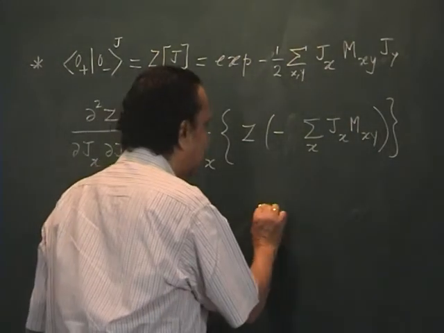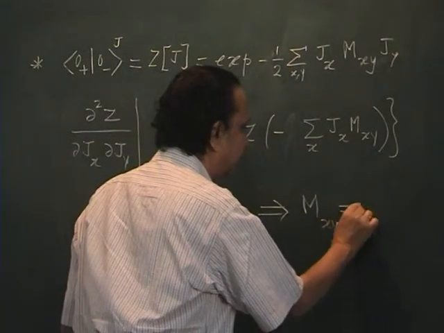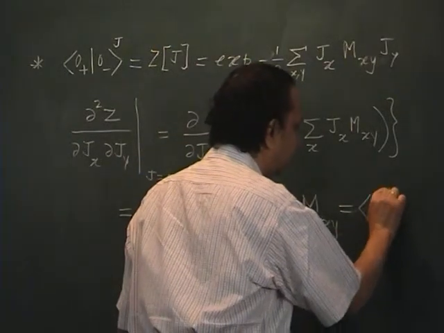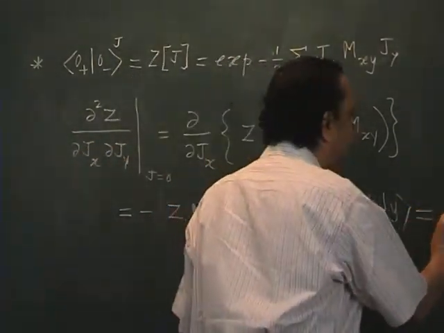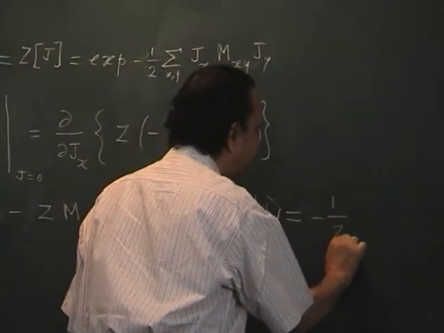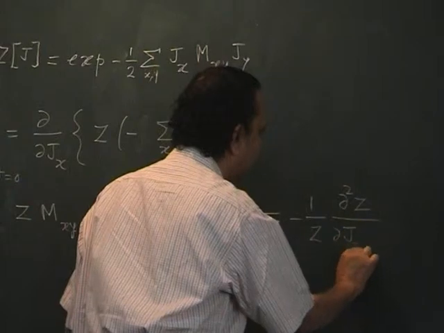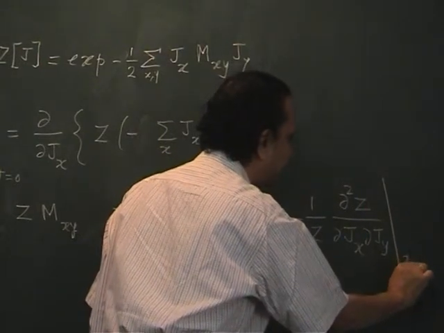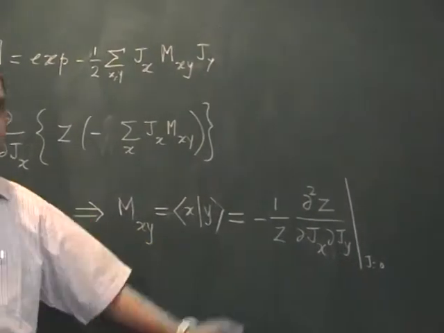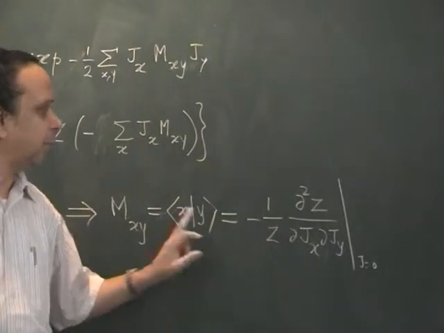This gives you the result that Mxy, which is our old friend, propagator, x to y, has a completely new avatar now. This can be thought of as minus 1 by Z, d square Z by dJx dJy, evaluated at J equal to 0. Okay, this is some kind of a normalization, but essentially what we are saying is that if you differentiate this quantity twice with respect to the J, you are going to get the propagator.